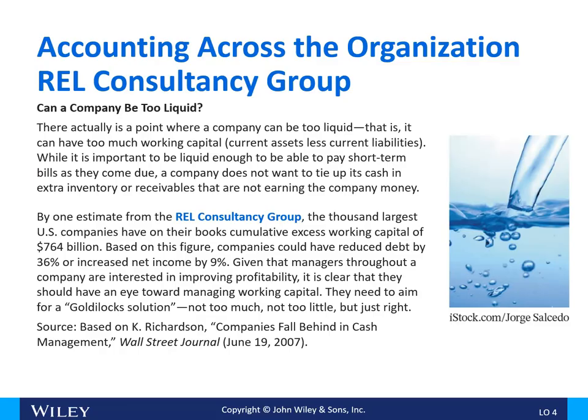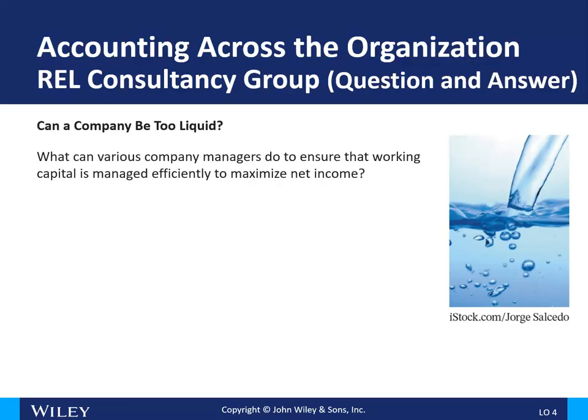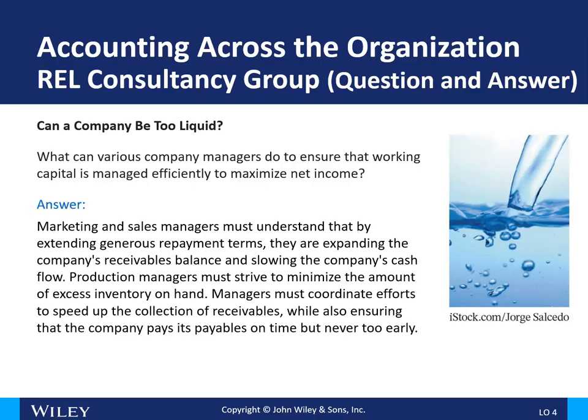They need to aim for a Goldilocks situation, not too much, not too little, but just right. A lot of work is done in companies to make sure they have the right amount of inventory so they can meet customer demand, but they don't want too much because they're tying up cash that they can't use for other things. Okay, what else can they do?